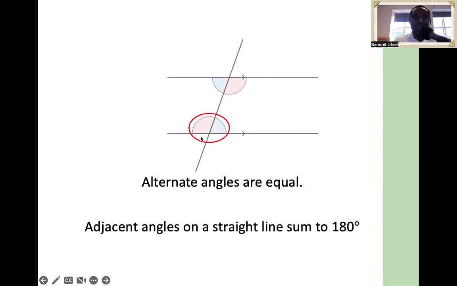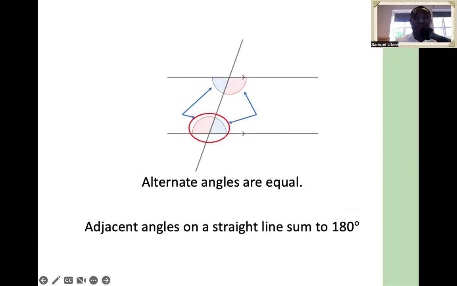So we're getting to something here, because have you noticed? If this is equal to that, and this is equal to that, and we know that adjacent angles on a straight line sum to 180 degrees, it means these two angles, if we add them, should be equal to 180 degrees.